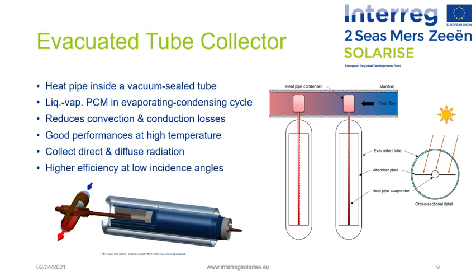Evacuated tube collectors consist of heat pipes inside a vacuum-sealed tube that use a liquid-vapor fast-change material in an evaporating-condensing cycle to transfer heat from the absorbed solar radiation to a circulating fluid at high efficiency.